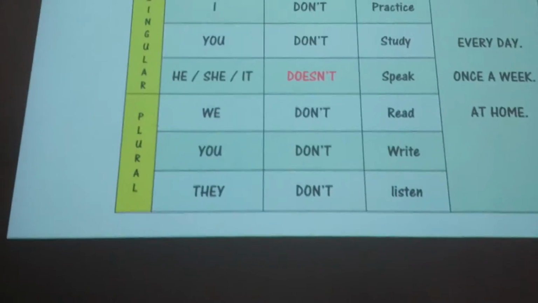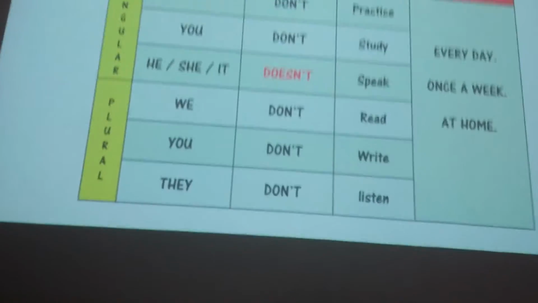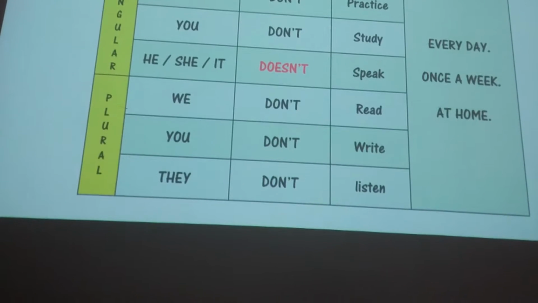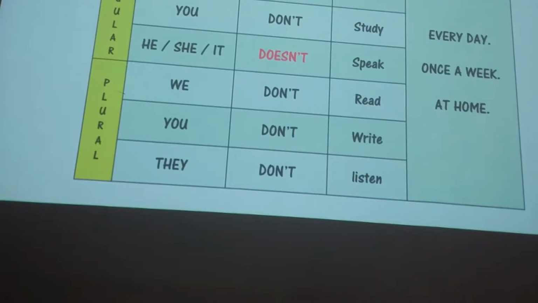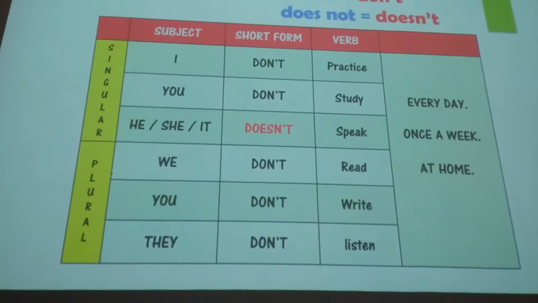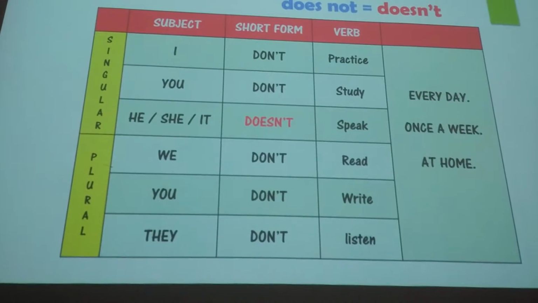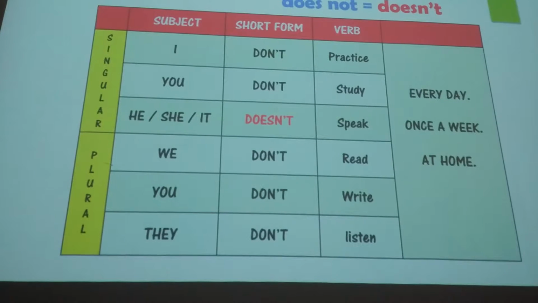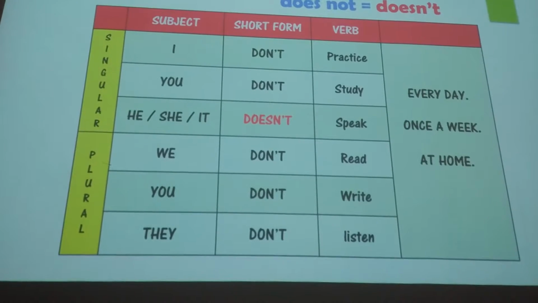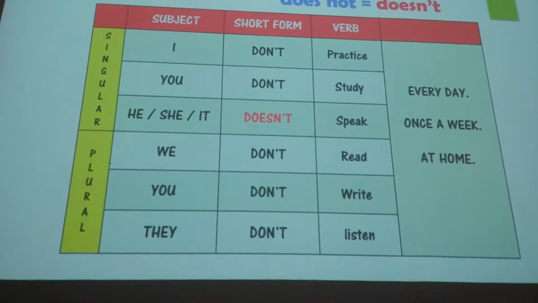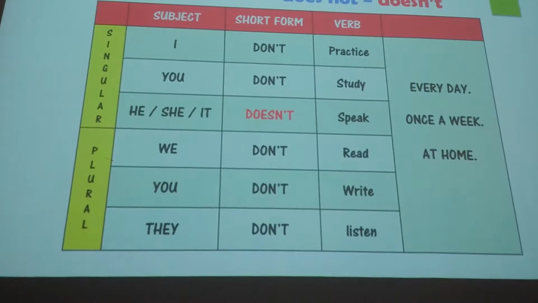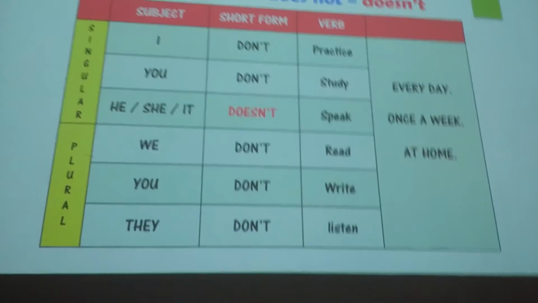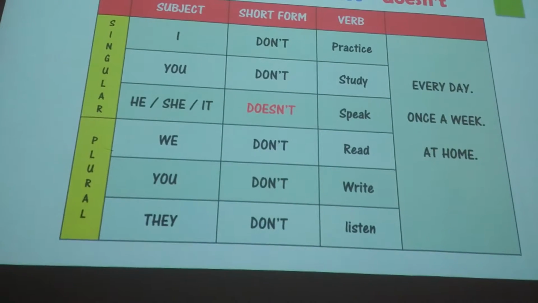For example, I don't practice every day, you don't practice every day, he doesn't practice, right? We don't practice, they don't practice, okay? If you want to ask a question, it's the same. You need to use do and does. So, for example, do you practice every day? Yes, I do, or no, I don't. Does she practice every day? No, she doesn't. Yes, she does.